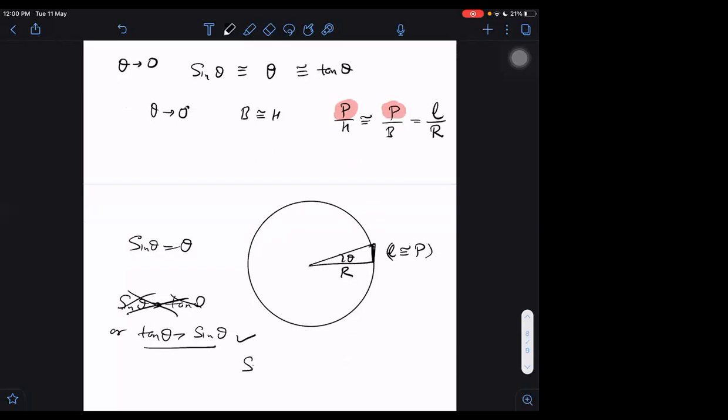So when we say sine theta is approximately equal to tan theta, it does not mean they are exactly equal. We know sine theta is slightly less than tan theta. Okay. Right.